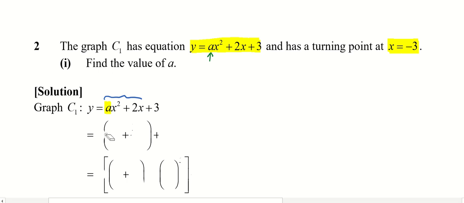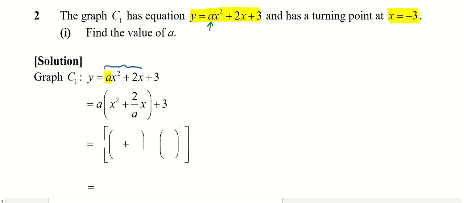So factorize out your a, and leave the 3 outside. I'm going to have x squared plus 2 over a x. From there, try to complete the square. Again, just leave my a outside, and my plus 3 outside. When I complete my square, agree with me, this will be x first. This is the plus, so that's why I have a plus here. Then my square outside here.